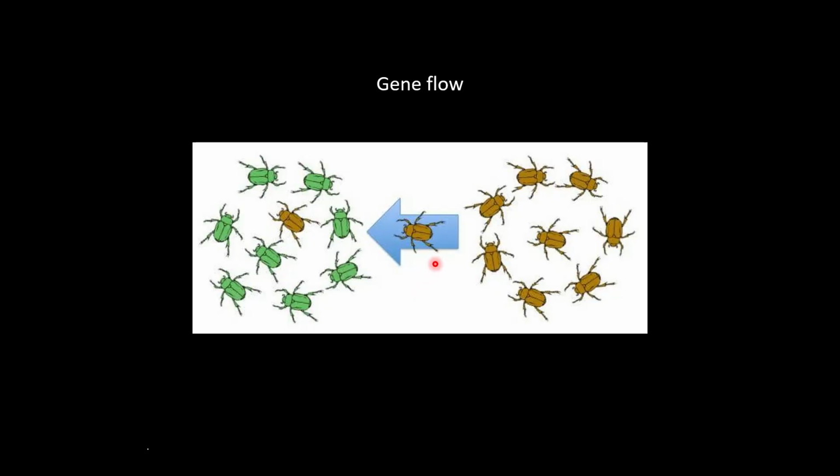So here, see here, it is the brown colored beetles which move to the second place with the green colored ones and mix up with them and form offspring. That means gene flow will occur there, and transfer of genes occurs, and new individuals will form.